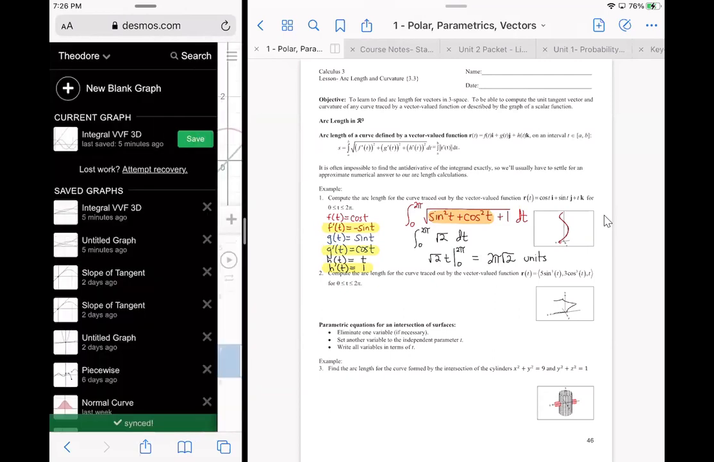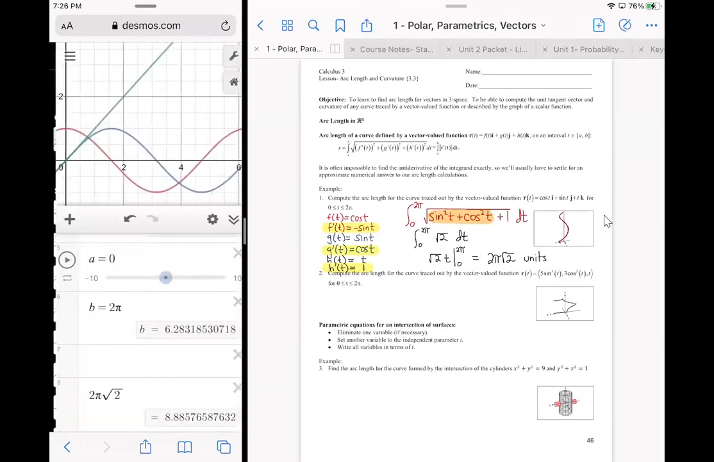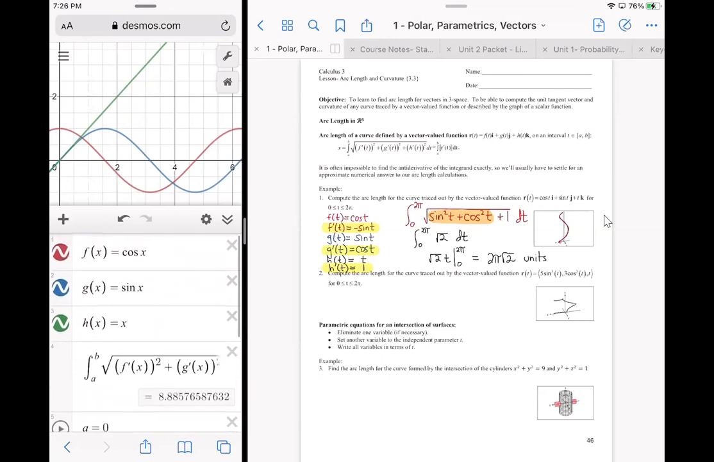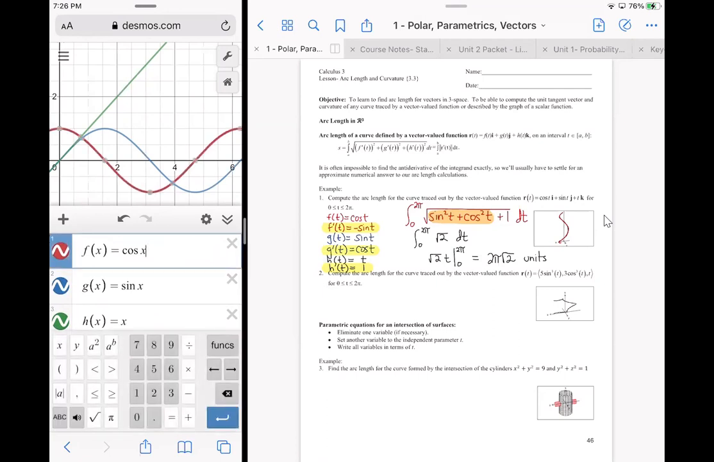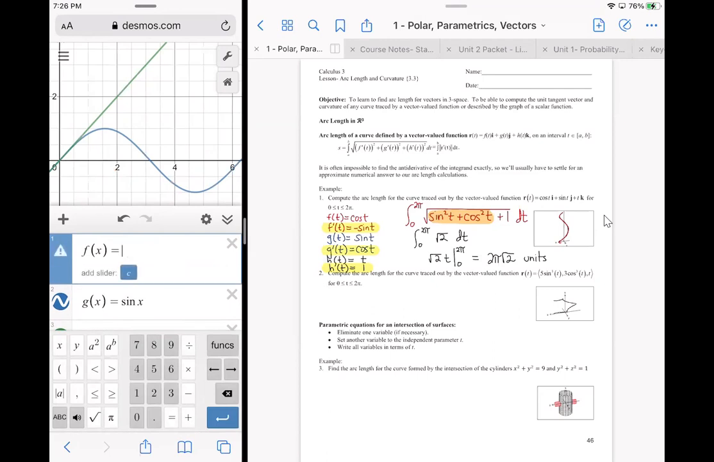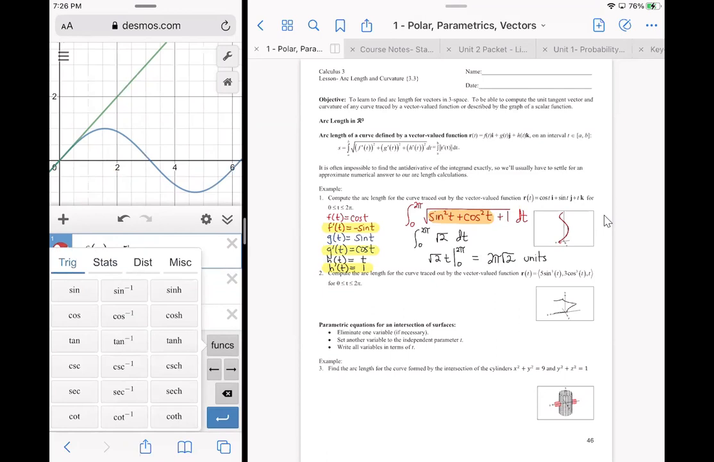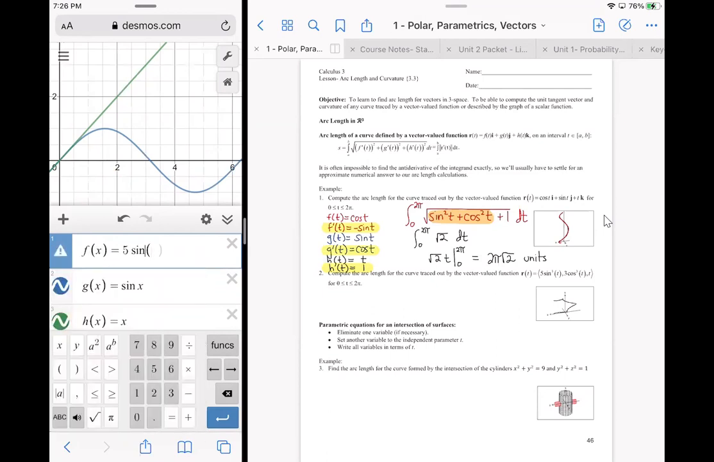So then this would be a save. You know what? I'm going to save it later because I want to save it as a new one, so I'm not going to overwrite the one I just did. But if you look at the second example, we've now made our lives easier. This is 5 times the sine cubed of x.